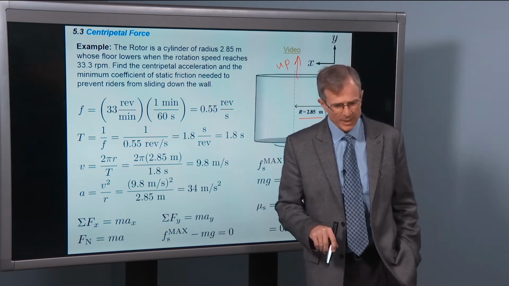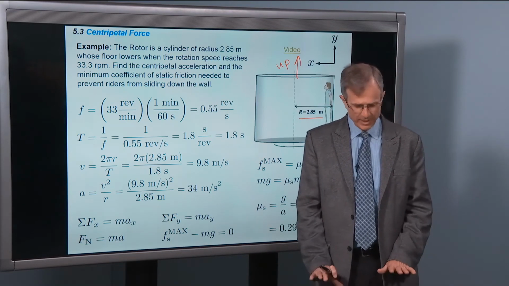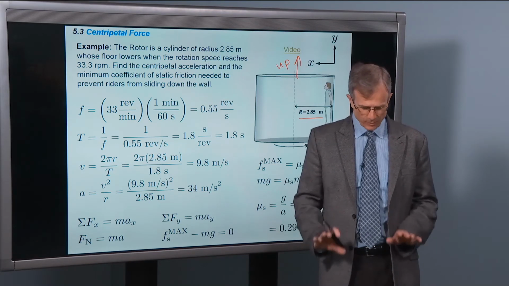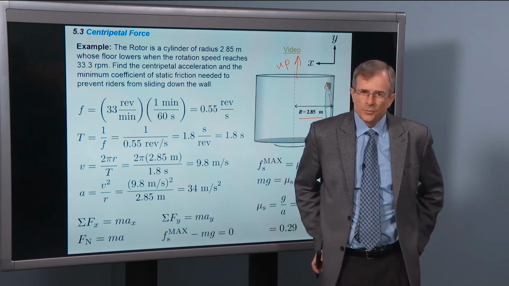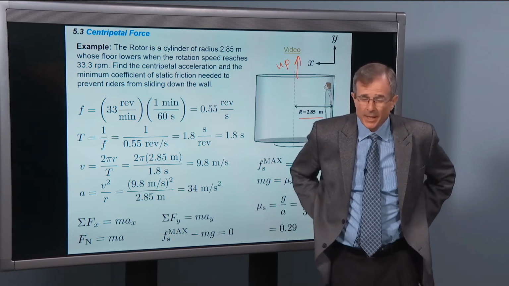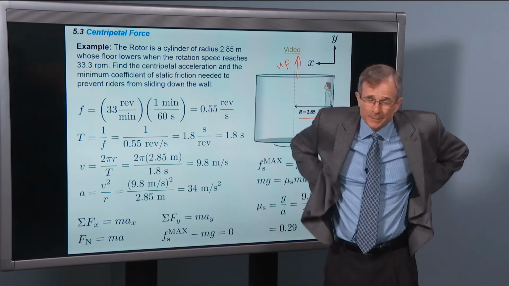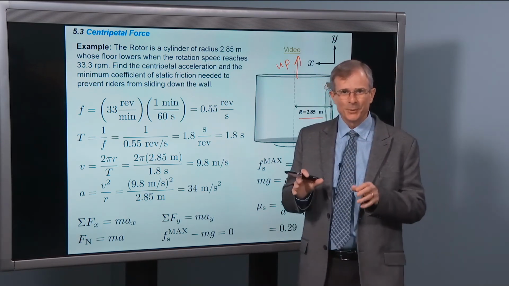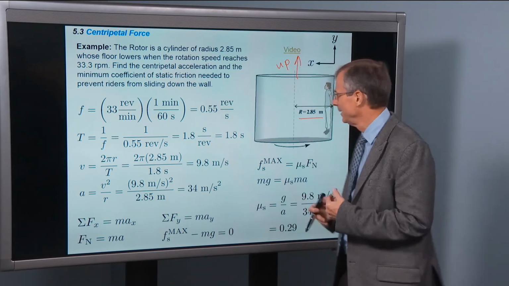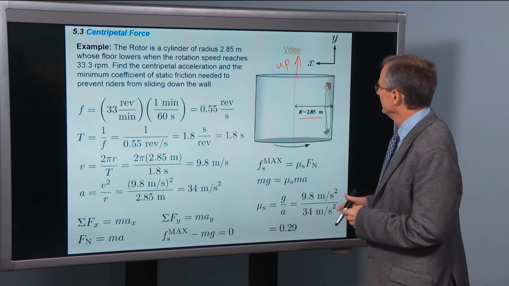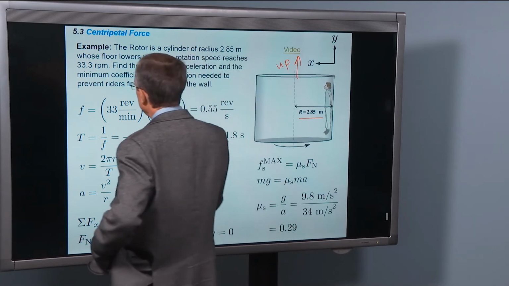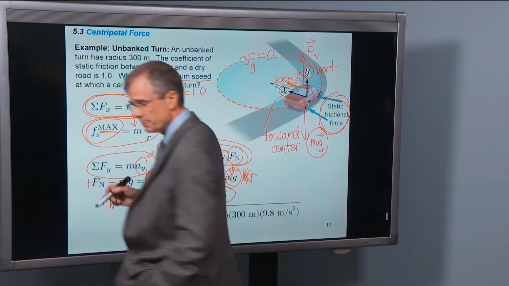If you've ever been on a ride like this, first of all, you're standing on the floor, then they spin up the rotor, and then the floor drops away. What you feel is your body has a tendency to slide down, and your clothes are getting hiked up on you, but you feel like you're stuck to the wall. And so first of all, we're told it's 33.3 RPMs, which is revolutions per minute.